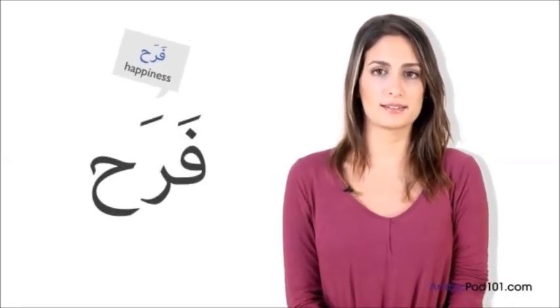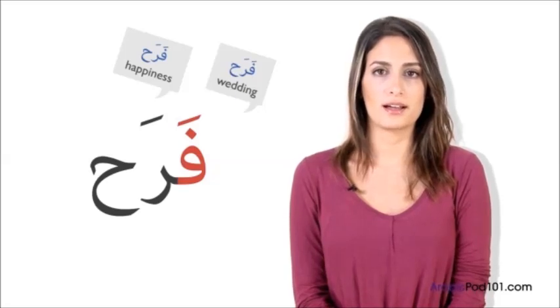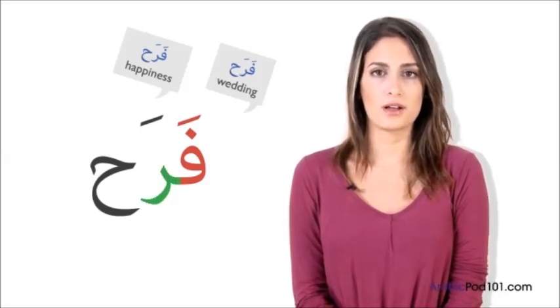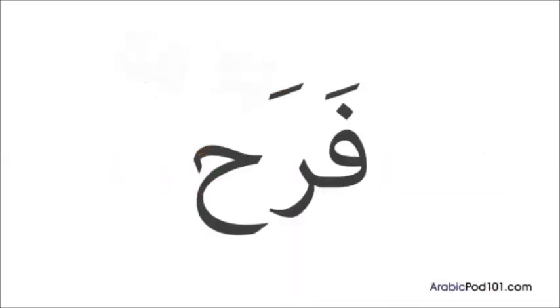That's it for our 2 letters. Now let's learn a couple of words using them. Our first word is Farah. This word can mean 2 things, happiness or wedding. Fa is in the initial form with a fatha on top, ra in the final form, also with a fatha on top, and then a ha in the isolated form. Let's write it. Farah.